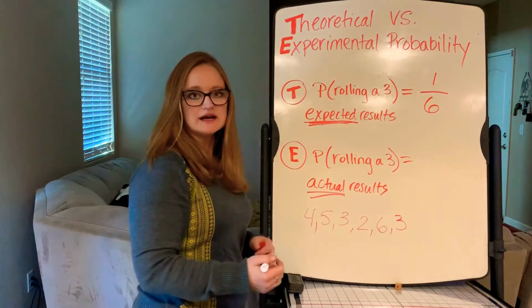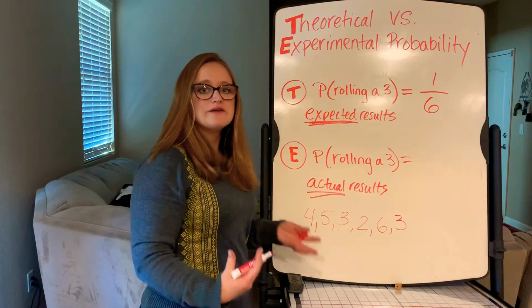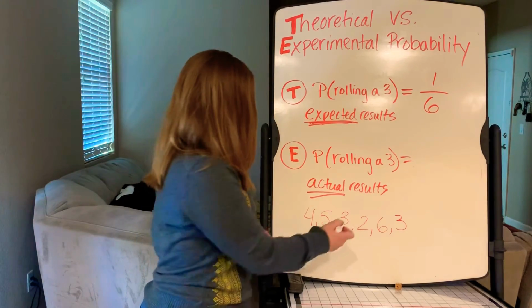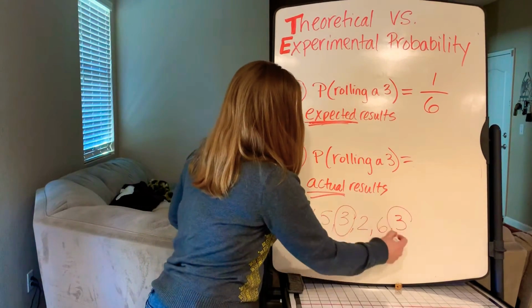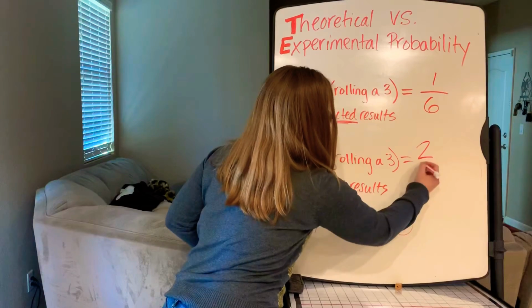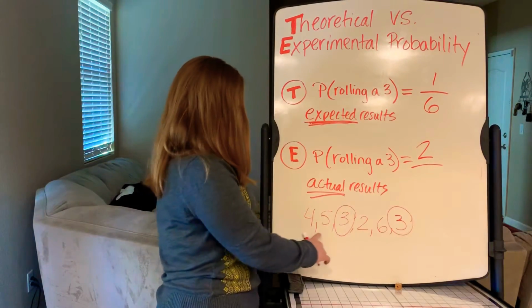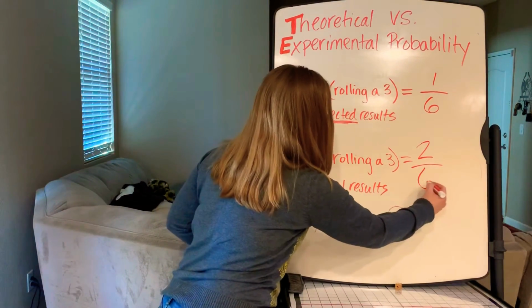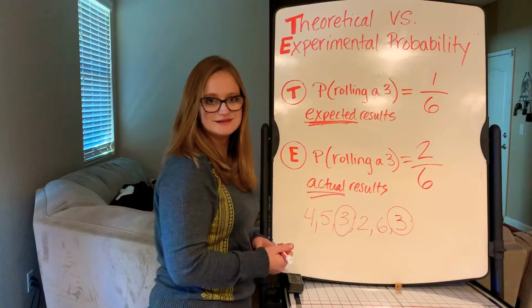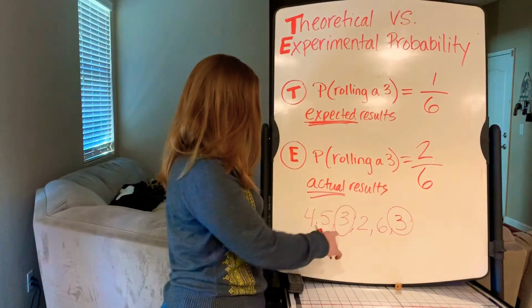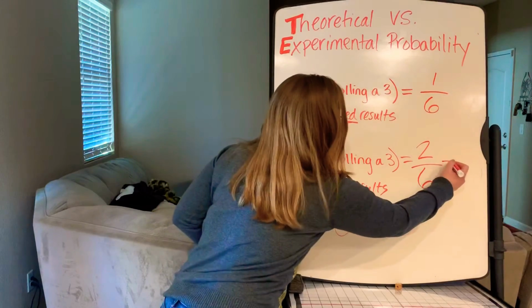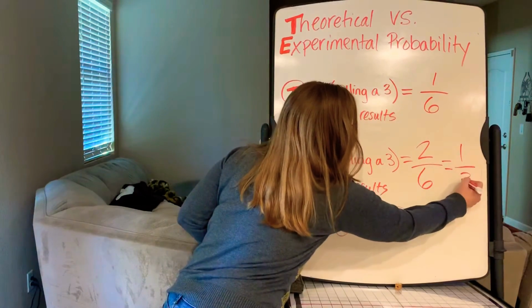So now when we look at my actual results, I rolled this die 6 times and I recorded my results here. So this time, what were my favorable outcomes? How many times did I roll a 3? Well, I actually rolled a 3 2 times. And out of 6, my total times that I rolled were 6. So 2 out of 6 times I rolled a 3. We can reduce that to 1/3.